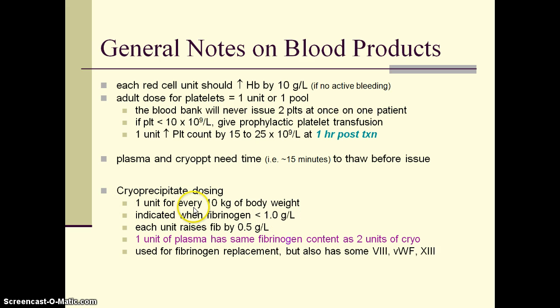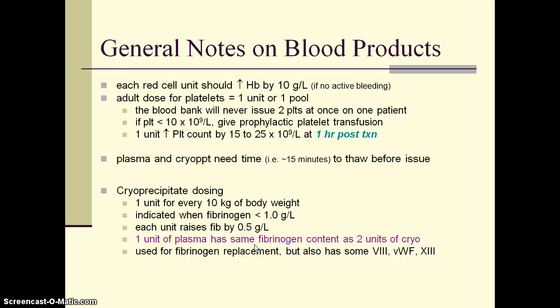The dose for cryoprecipitate is 1 unit for every 10 kilograms of body weight. So in general, a 70 kilogram person will require about 7 units of cryoprecipitate, but since we are only issuing cryoprecipitate when someone is actively consuming fibrinogen, most commonly because of a disseminated intravascular coagulopathy or DIC, the dose is actually rounded up to about 10 to 14 units of cryo for a 70 kilogram person. Each unit of cryoprecipitate should raise the fibrinogen by about 0.5 grams per liter.